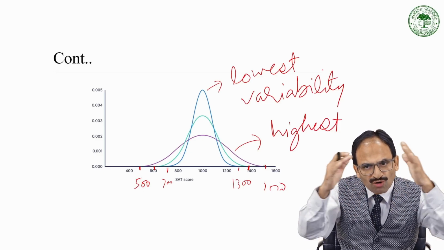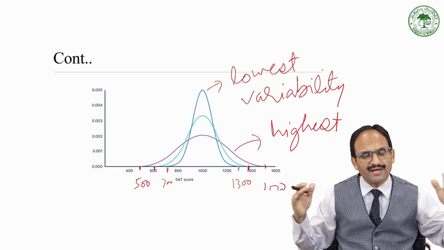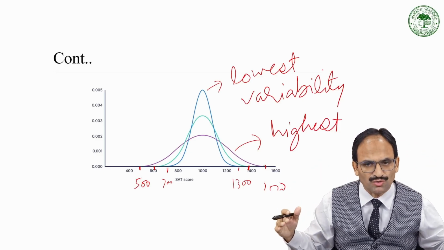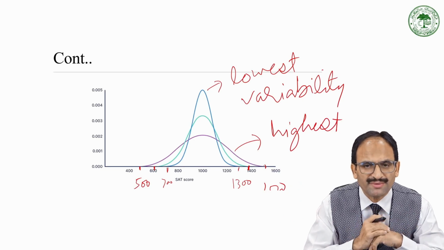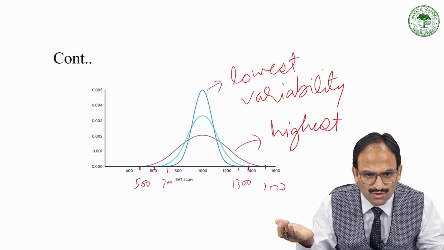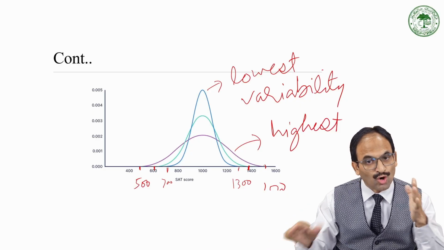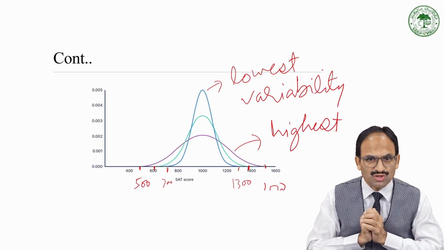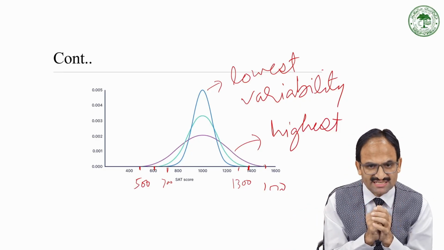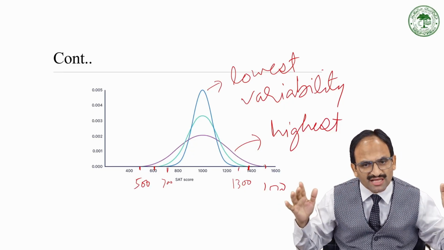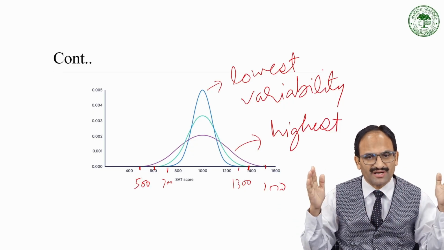So, more variability means more diverse is your group. Less variability means less diverse is your group. So, if there is a homogeneity in the group, you will find variability is least. If there is heterogeneity in the group, you will find that variability is more.